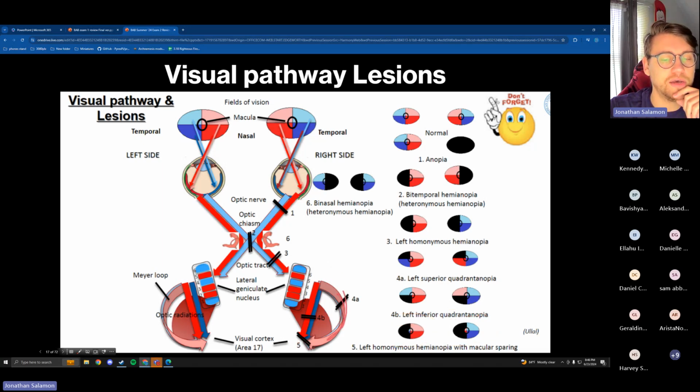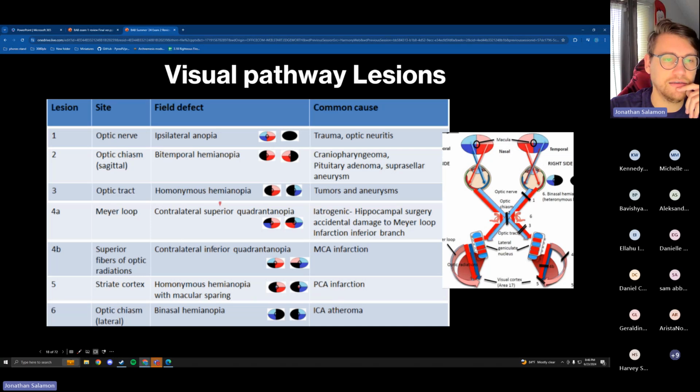Don't forget Meyer's loop, in the optic radiations. With your Meyer's loop you have the pie in the sky thing, right? It goes down, makes sense. It's backwards. The top left corner of your vision, just like everything else in the brain is backwards, is damage to the bottom right portion of your visual tract.